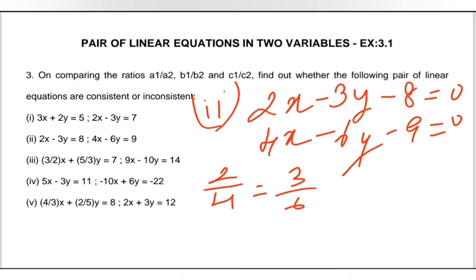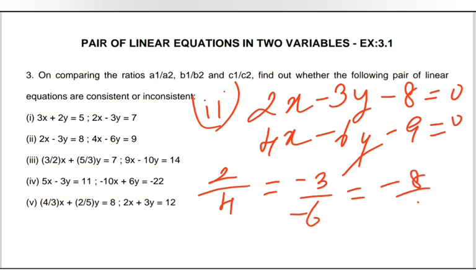Let's go to the coincident condition. That is a1 by a2 is equal to b1 by b2 is equal to c1 by c2. So 2 by 4 is equal to minus 3 by minus 6, which should be equal to minus 8 by minus 9. So 2 by 4 is 1 by 2, and minus 3 by minus 6 is 1 by 2, which is equal to minus 8 by 9. Actually the first two pairs are matching, but the pair minus 8 by 9 doesn't match. So a1 by a2 is equal to b1 by b2, but minus 8 by 9 is not matching.